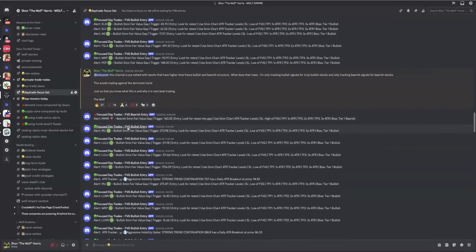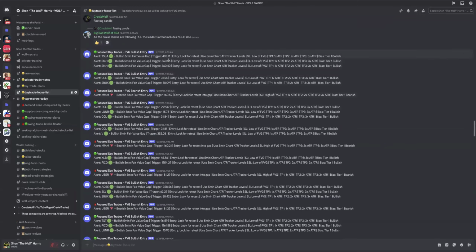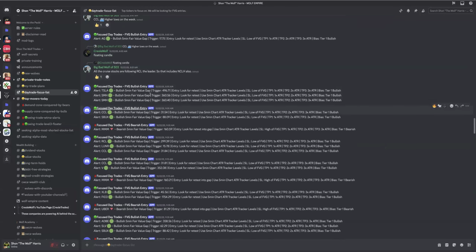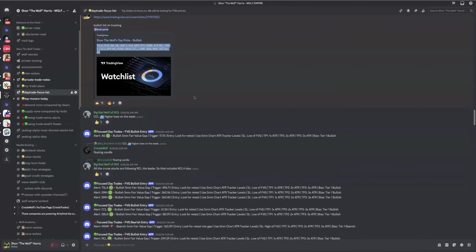And then for my day traders that day trade, these lists that I put in here and these signals, these are our fair value gap signals. And we have fair value gaps inside of the wolf chart, and we'll slowly keep teaching on that if you're new. But the only thing you need to know about this day trade focus list is that these trades are pre-vetted for the trend that they're in.